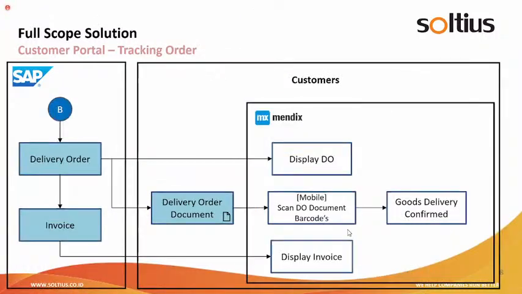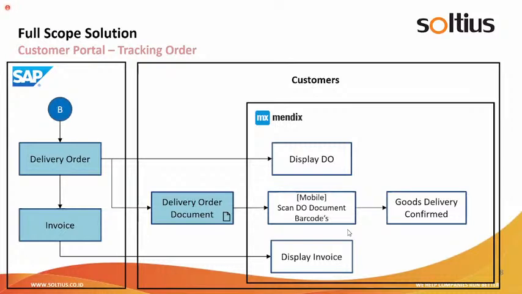Okay, thank you. After the sales order is created, there will be the delivery order. After the delivery order is created, we generate the delivery order document, which will be sent to the customer's warehouse team. This document will update that the goods delivery is confirmed. Then the delivery order and invoice information will be sent to Mendix, so customers can view up-to-date information regarding their purchase order. Okay, that's all from me for the full scope solution of our product.